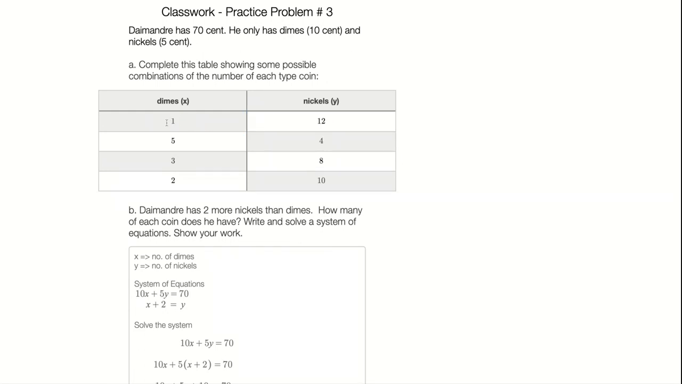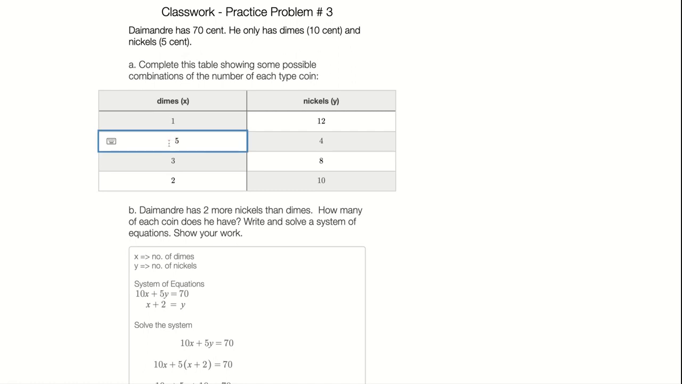So we know that if Damondre has one dime, which is 10 cents, then he has 60 cents in nickels. So that means that he has 12 nickels if we count by 5: 5, 10, 15, 20, 25, 30, 35, 40, 45, 50, 55, 60. That will be 12 nickels.